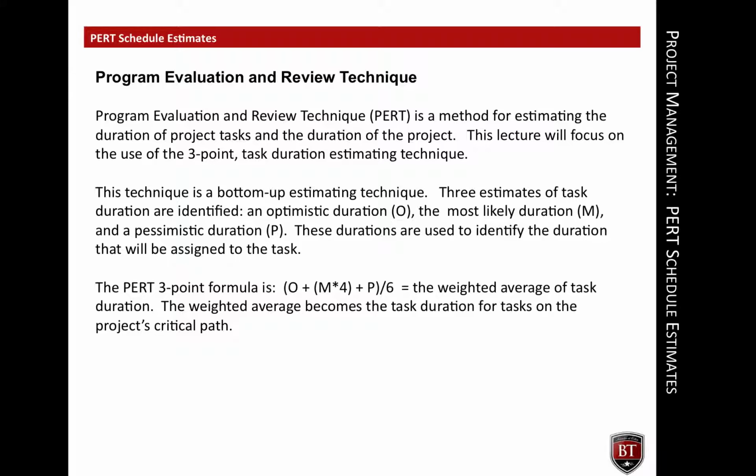This technique is a bottom-up estimating technique. Three estimates of task duration are identified: an optimistic duration, O, the most likely duration, M, and a pessimistic duration, P. These durations are used to identify the duration that will be assigned to the task. The PERT three-point formula is optimistic duration plus 4 times the most likely duration plus the pessimistic duration, divided by 6. This formula produces a weighted average of task duration. The weighted average becomes the task duration for tasks on the project's critical path.